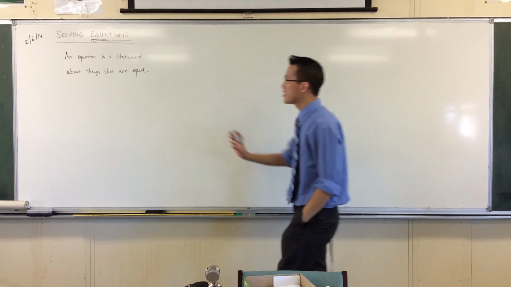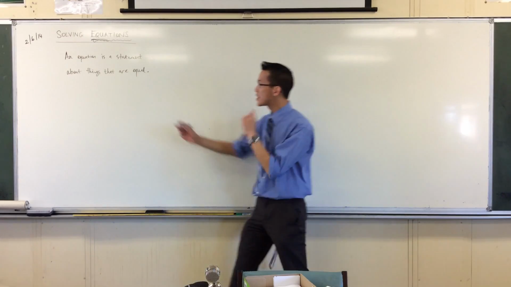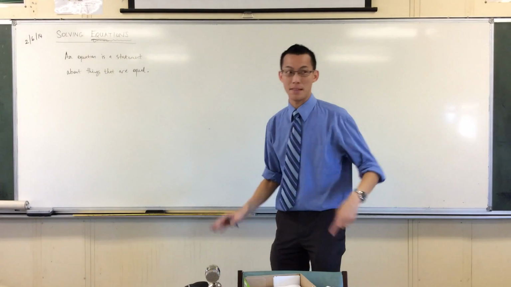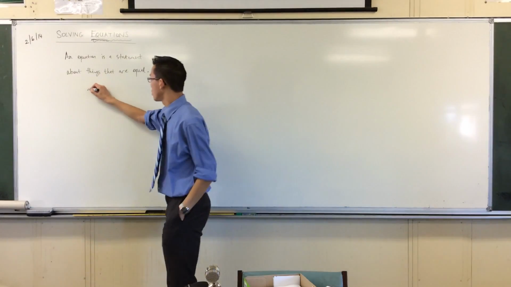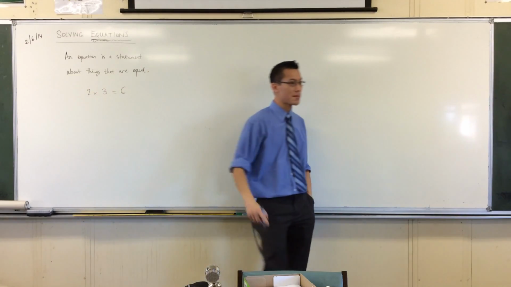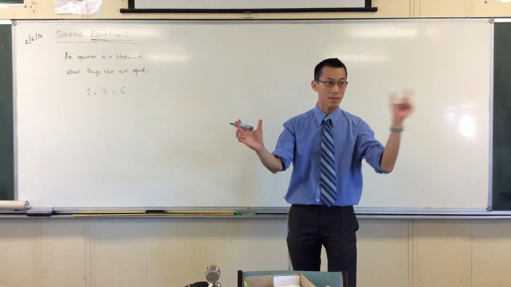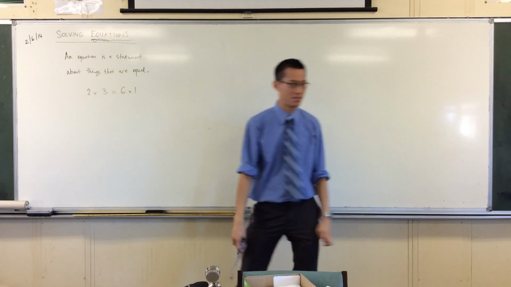So why does this come under the topic of algebra, right? Well, we could say an equation is a numerical statement, and we've known tons of these, right? Really basic ones, just with numbers. So for instance, we could say 2 times 3 equals 6. That's a statement about two things that are equal. 2 times 3 is the same as 6, right? Or maybe 6 times 1, just to make it slightly more interesting, okay?